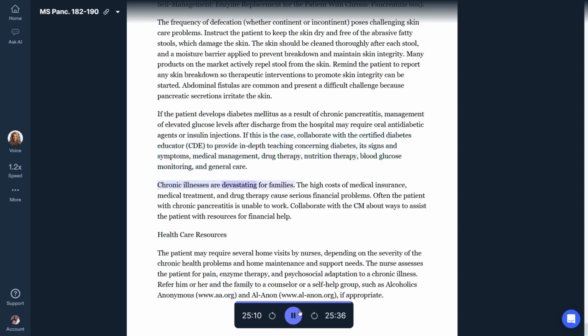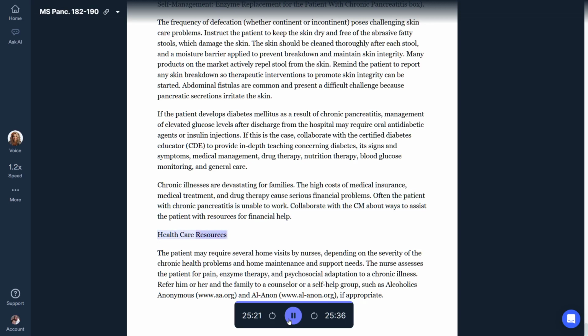Chronic illnesses are devastating for families. The high costs of medical insurance, medical treatment, and drug therapy cause serious financial problems. Often the patient with chronic pancreatitis is unable to work. Collaborate with the CM about ways to assist the patient with resources for financial help.